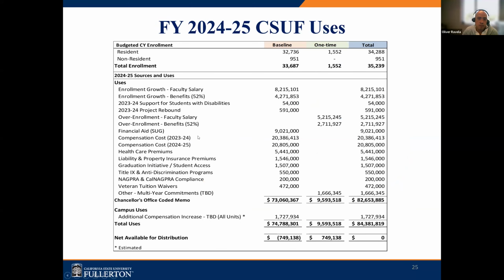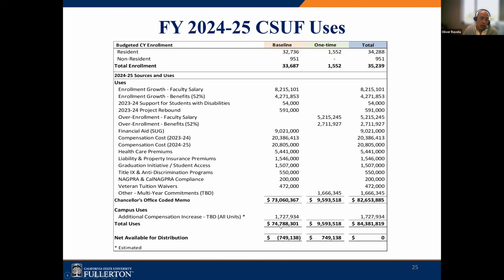More interesting and more relevant here would be the uses of the incremental change in CSUF's budget in fiscal year 2024-25. So what this is telling us is that the budget in the current fiscal year 2024-25 grew by $74.8 million or $84.3 million total from the previous fiscal year.